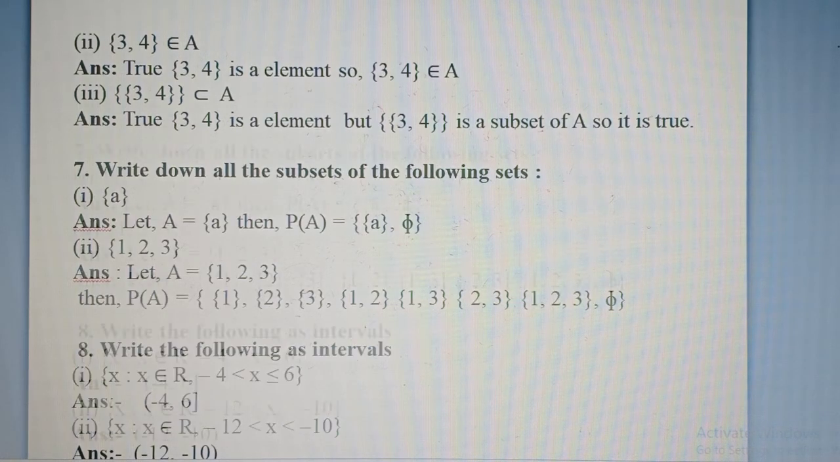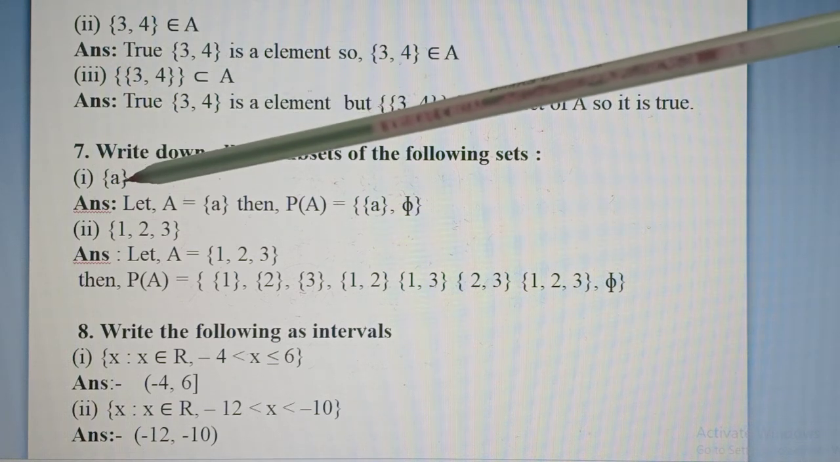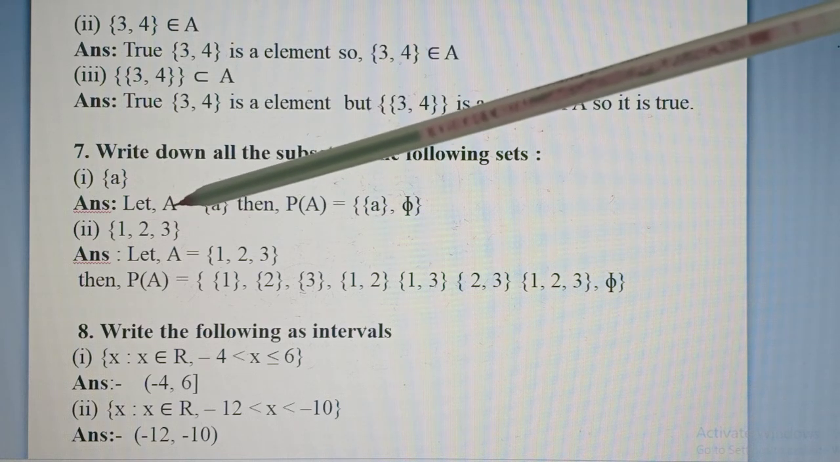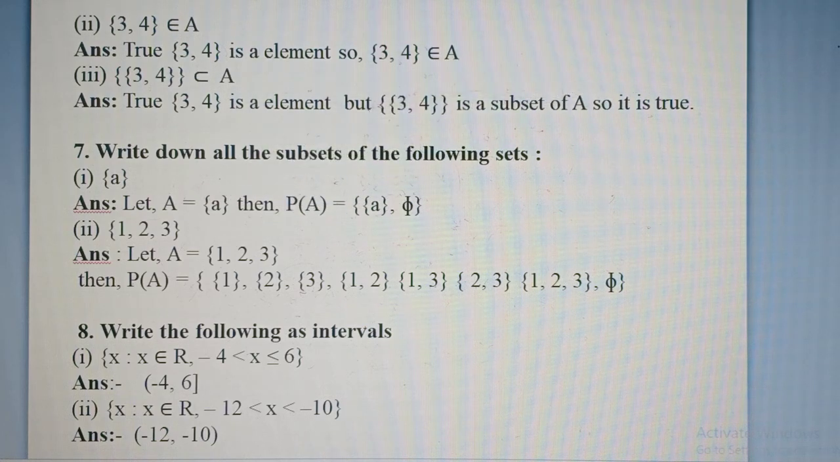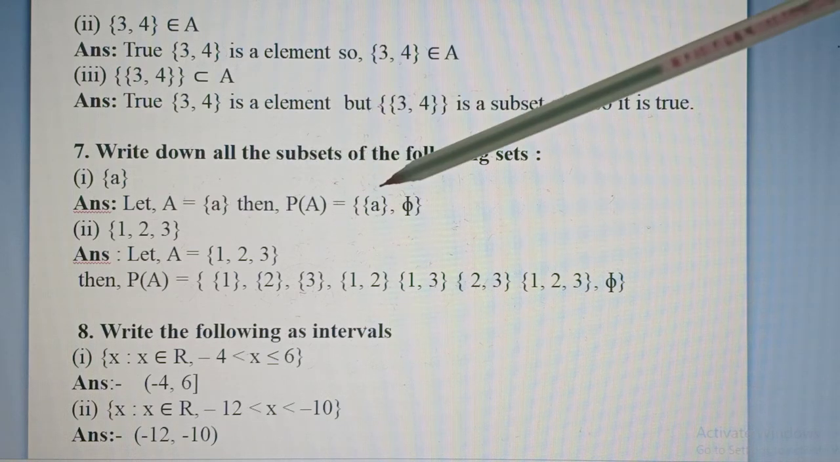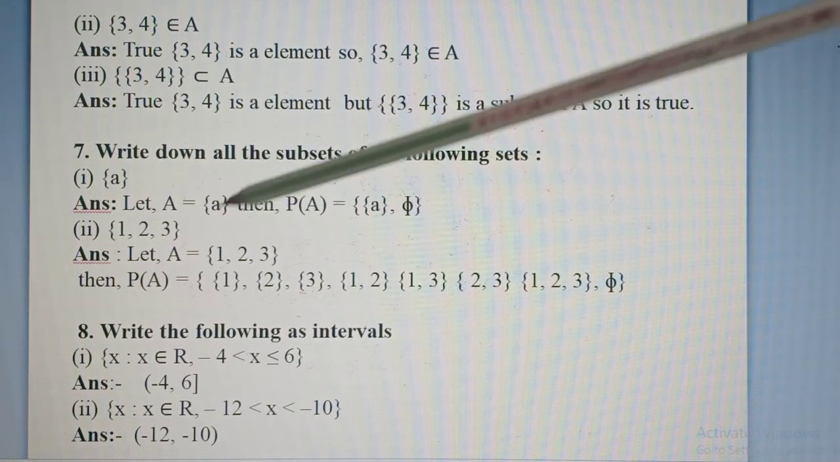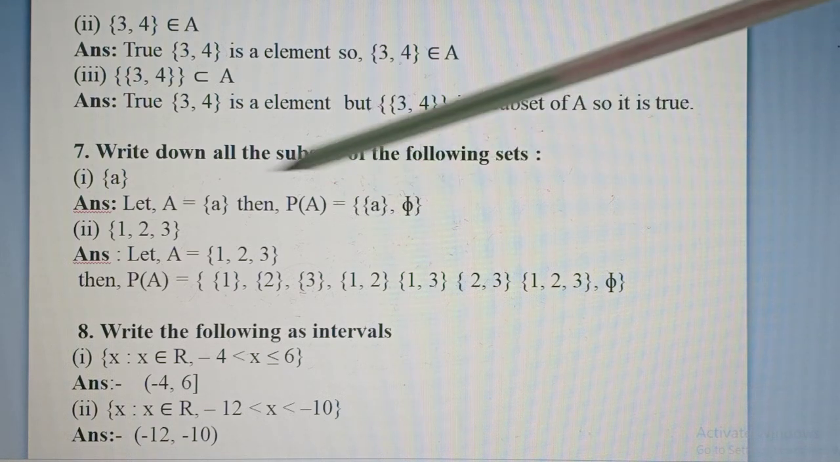Next one is, write down all the subsets of the following set. So here we have to use the power set. The first question is only one element. So students, let the element be defined by capital A and capital P(A). The number of subsets that can be formed from this single element are, the element itself is a subset of this set, and phi. So this is one set and phi. So this is the power set of A.